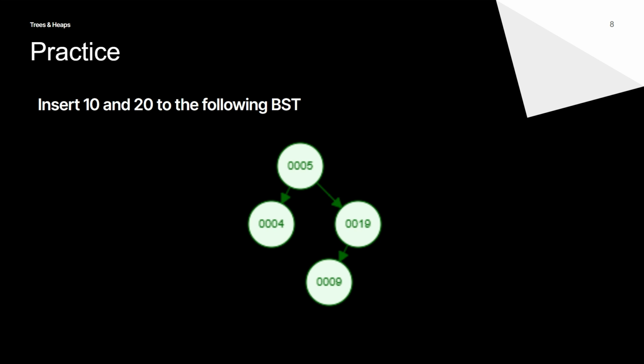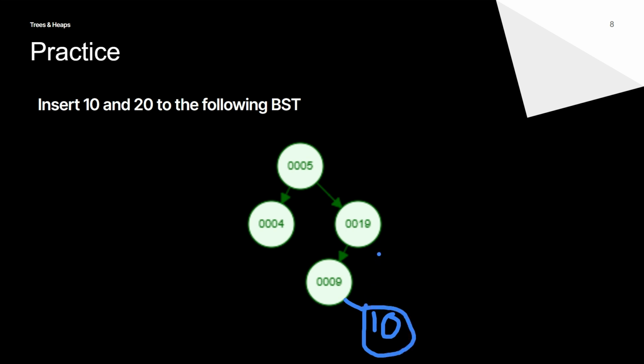Now for some practice, you guys can try to pause the video and insert nodes 10 and 20 to the following BST. And the way we'll be doing this is simply by traversing to a leaf and adding the nodes. So what this will look like is we're going to search for 10. So 10 is greater than 5, we traverse to the right subtree. 10 is less than 19, we traverse to the left subtree. Now we've hit a leaf, so we're going to add 10 to the right of 9. So now we get this.